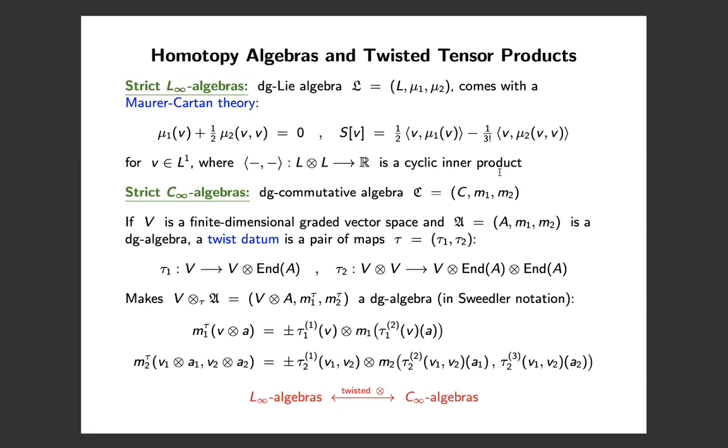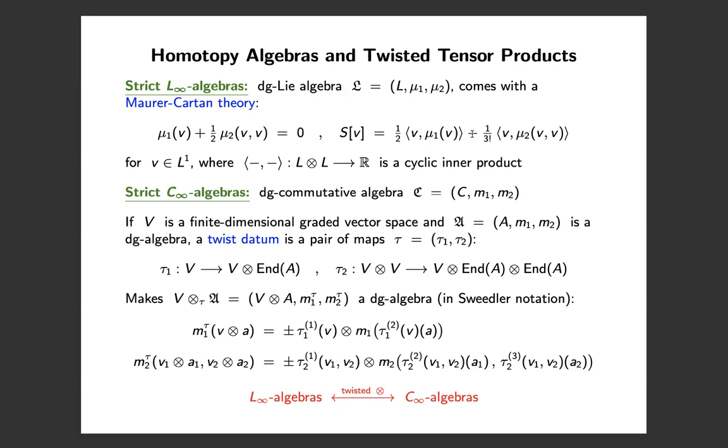So I mentioned this notion of strict C-infinity algebra before. Again, just think differential graded commutative algebra. Again, it's a graded vector space C with a differential, and now a graded commutative product, a multiplication on that algebra, such that M1 is a derivation of that product. Okay, so that's what we mean by a strict C-infinity algebra.